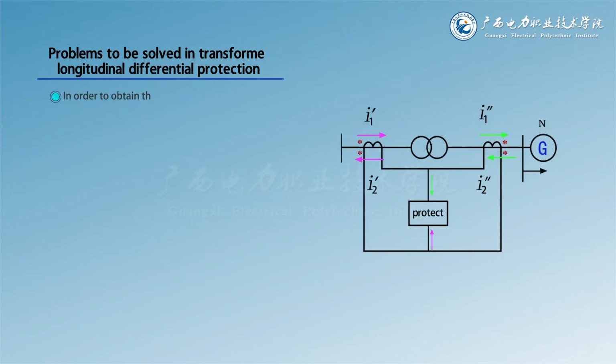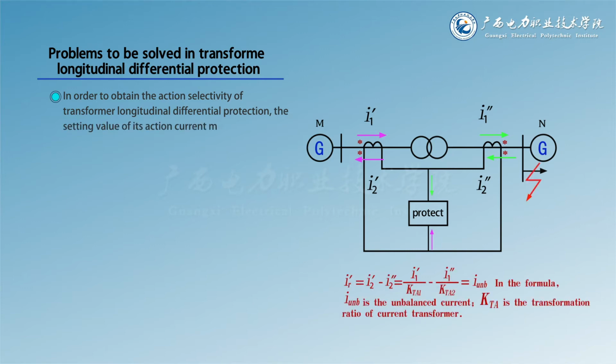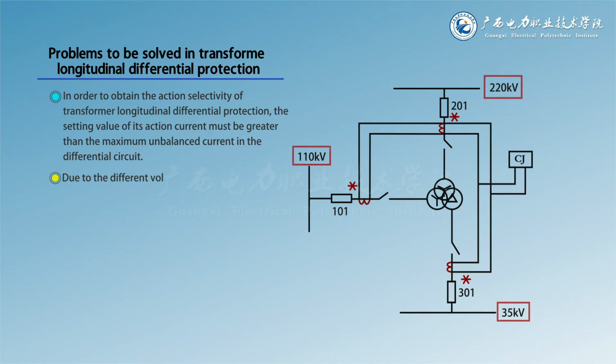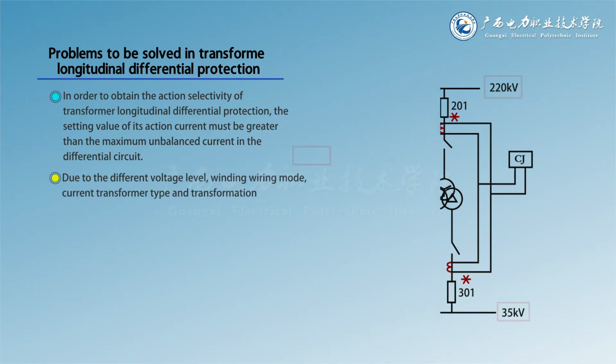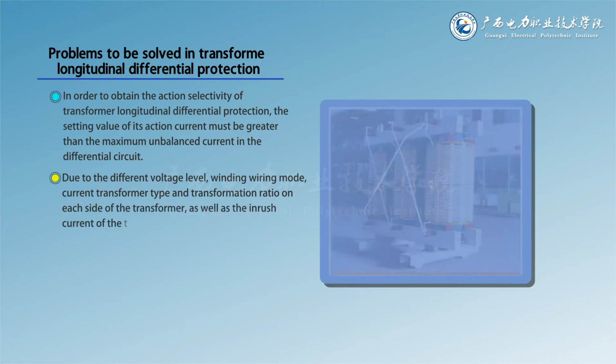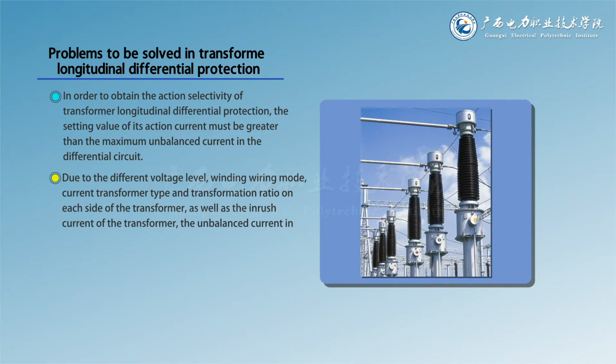In order to obtain the action selectivity of transformer longitudinal differential protection, the setting value of its action current must be greater than the maximum unbalanced current in the differential circuit. Due to the different voltage level, winding wiring mode, current transformer type and transformation ratio on each side of the transformer, as well as the inrush current of the transformer, the unbalanced current in the longitudinal differential protection of the transformer is large.